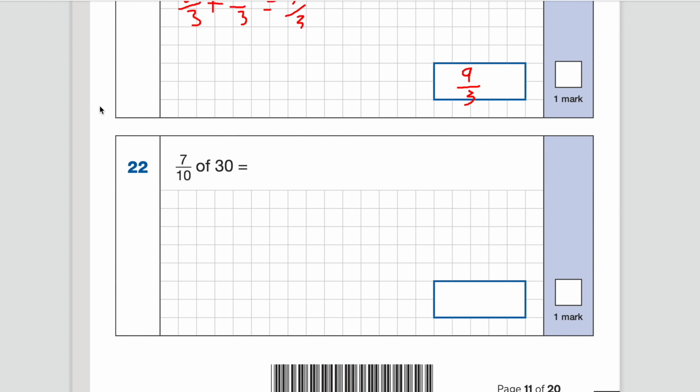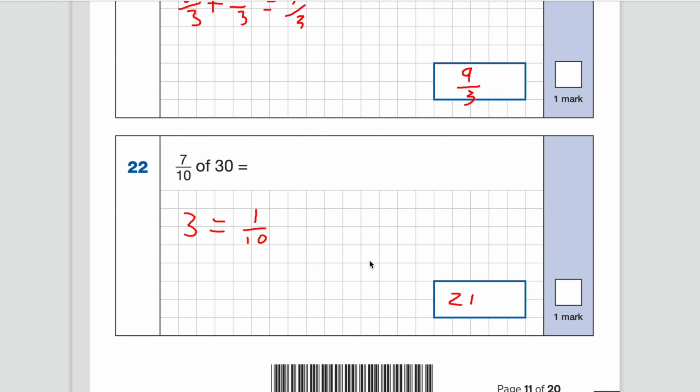Number 22, what's 7/10 of 30? So if you want to work out what 1/10 is, we divide by 10. So 30 divided by 10 is 3. So that equals 1/10. Just write that down so we don't forget. Now we multiply that by 7 because we need 7 lots of this. So 7 times 3 is 21. 21 is the same as 7/10 of 30.